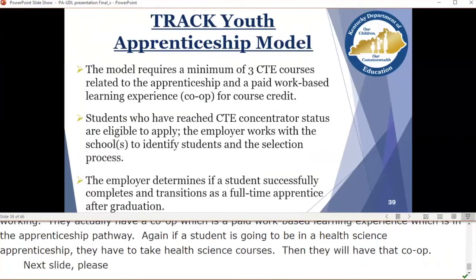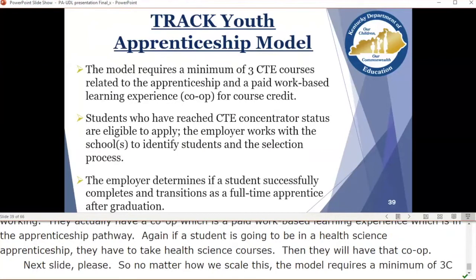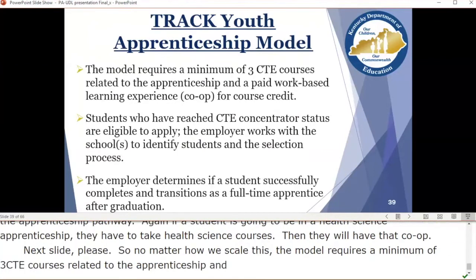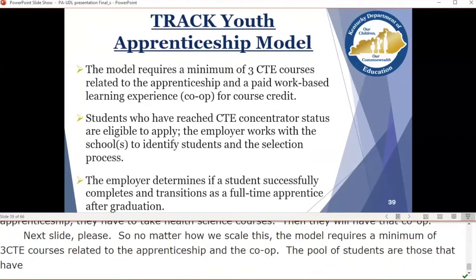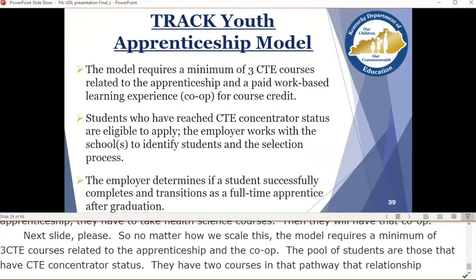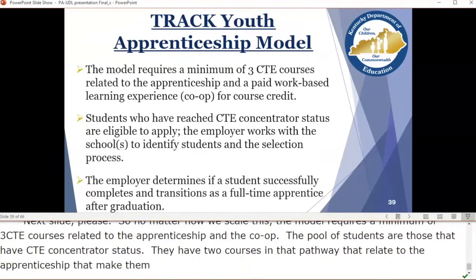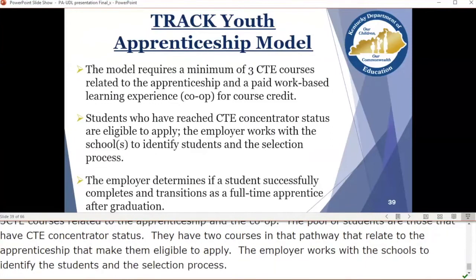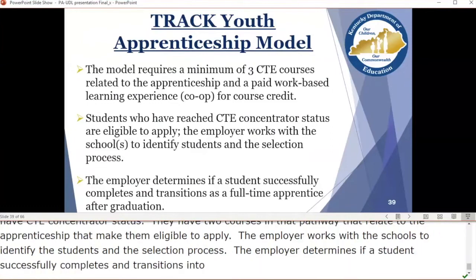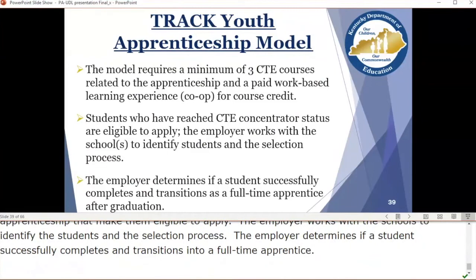So no matter how we scale this, the model requires a minimum of 3 CTE courses related to the apprenticeship, and the co-op. The pool of students comes from students that have their CTE concentrator status. So they have 2 courses in that pathway that relate to the apprenticeship, which makes them eligible to apply. Then the employer works with the schools to identify the students and the selection process. The employer determines if a student successfully completes and transitions as a full-time apprentice. So what this looks like is, they're working senior year, sometimes junior year, that's best practice.